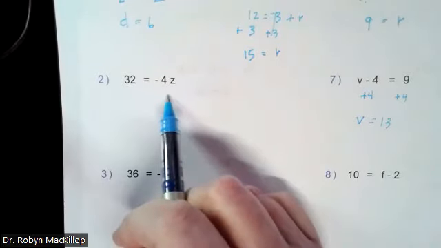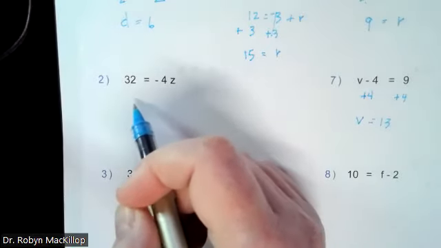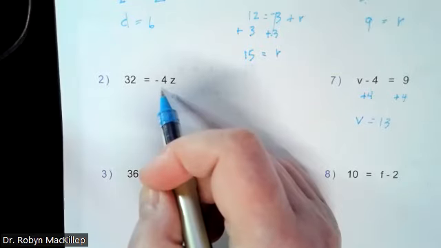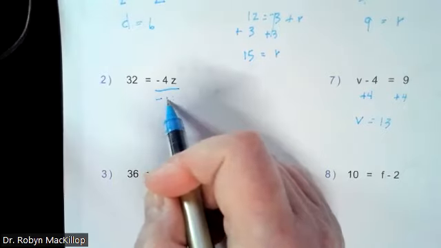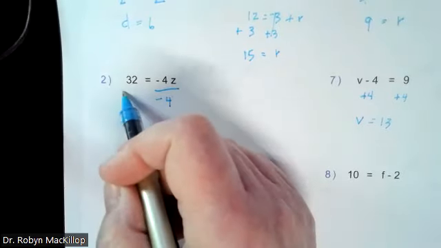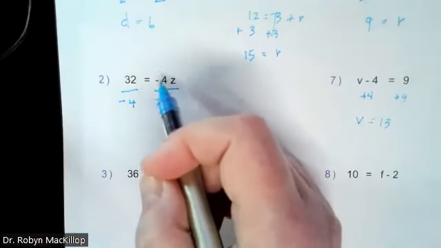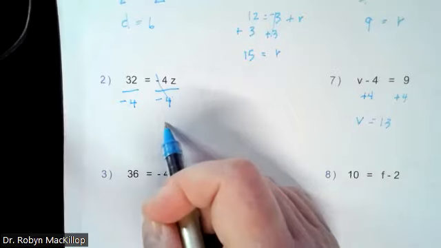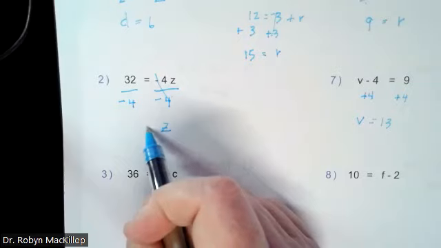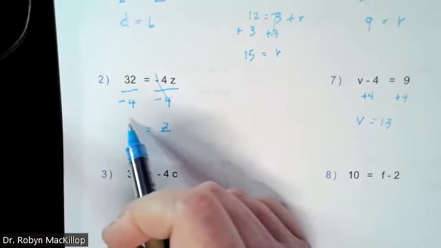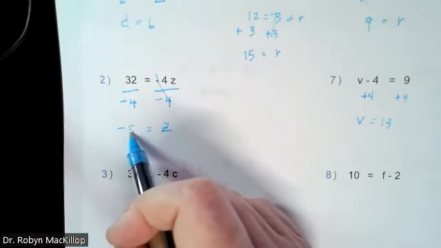All right, here we've got negative 4 times Z equals 32. Does not matter what order you do these in. Let's get rid of this negative 4 by dividing it out. We're going to separate it from the Z using division, which means we are going to divide 32 by negative 4. That cancels, leaves us with Z. Do not know why they use Z. They look like 2s. And then 32 divided by negative 4 is going to be negative 8.